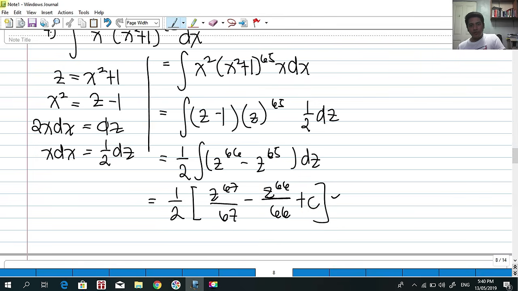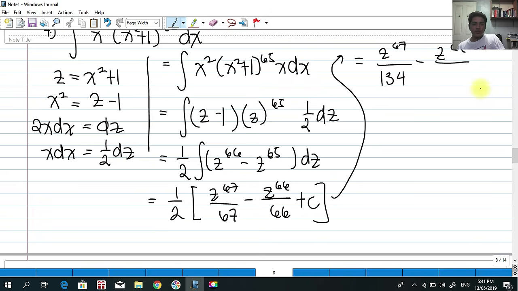So now, if we're going to distribute 1/2, what will happen is z raised to 67 over 67 multiplied by 2 is 134, minus z raised to 66 over 66 times 2 is 132, plus c. Am I correct? 67 times, yes. Okay.